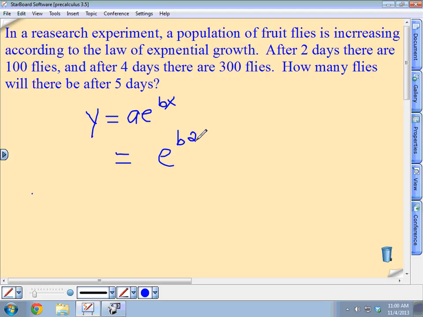And it tells us there was 100 fruit flies. It's two. 100 is the y. That's what it is, right? In the book, x and y are your dependent and independent variables. So if you have two days, there's 100 flies. Okay, yeah, I get that. But what's A? And then what's B?